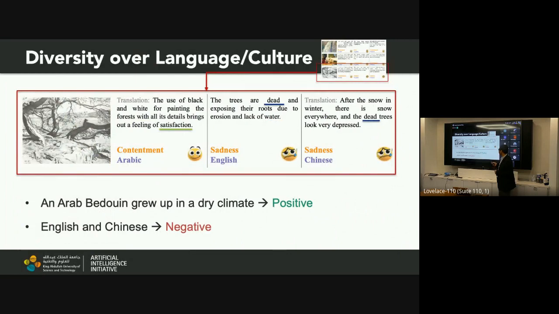We can also see something that seems quite intuitive, for example in this image. I do think that culture is more complicated, but let's summarize that each language is a culture. It's more complicated than that. But you can see that maybe people relate more positively to dry weather because it's more common in the Middle East, but it's not perceived similarly in, let's say, Chinese and English speaking cultures.